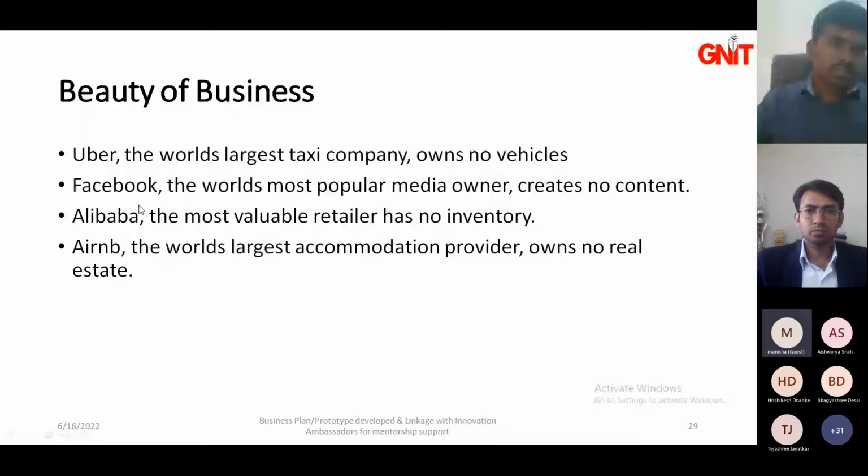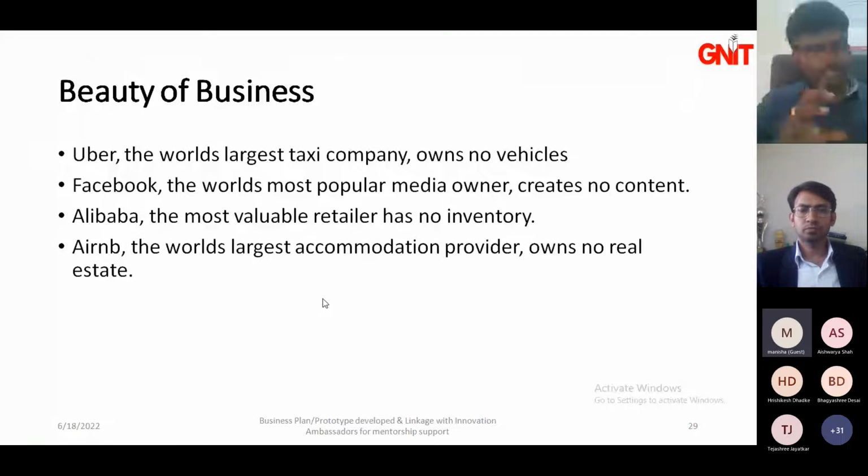Okay, this Zomato or Swiggy, they are not having any hotels or any restaurants. They are just doing the service. They are one of the top food providers. They are just getting the food and giving it to you. They are standing at one of the top.